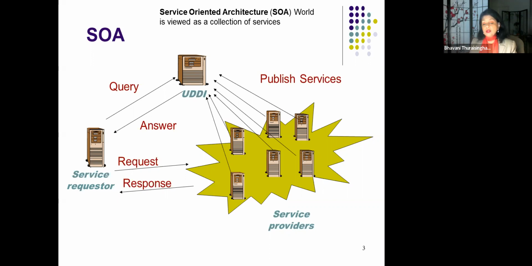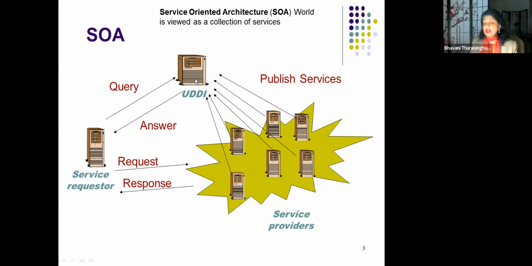So what do we do? The service requester wants a service. That means the client process that acts on behalf of the service requester will go to the directory. UDDI stands for, I think, Universal Directory Integration. You can check it on the web. I don't know the exact name for everything, I keep forgetting, sorry. So it's Universal Directory Integration, something like that. You can think of it as a Yellow Pages or a directory.